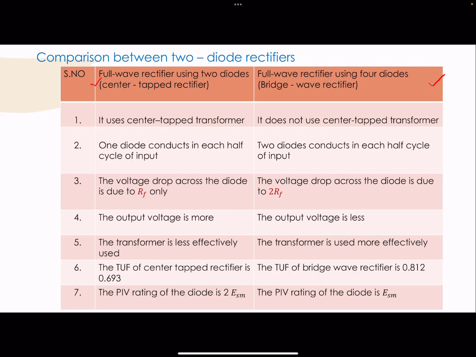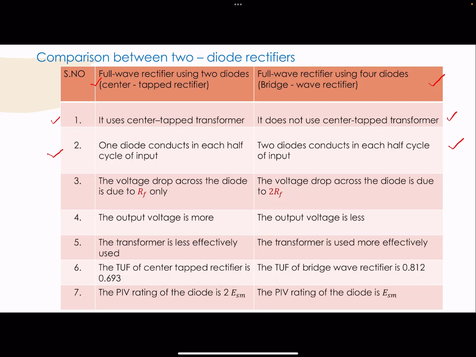Now let us see the comparison between these 2 diode rectifiers one by one. The first one is, in the case of center tapped rectifier, it makes use of a center tapped transformer, whereas in the case of the bridge wave rectifier, it does not use the center tapped transformer. The next one is, in the case of center tapped rectifier, one diode conducts in each half cycle of the input signal, whereas in the case of the bridge wave rectifier, two diodes conduct in each half cycle of the input signal.